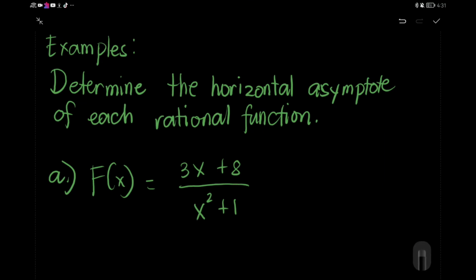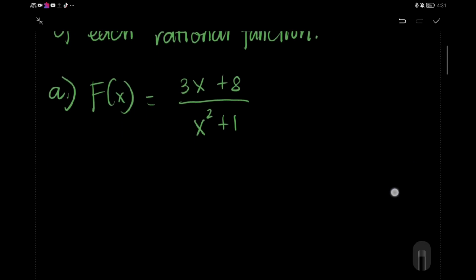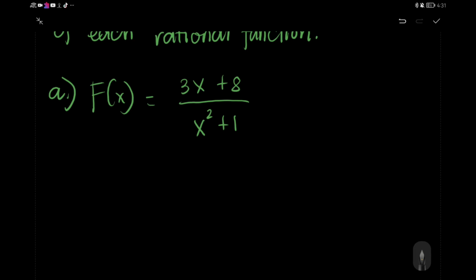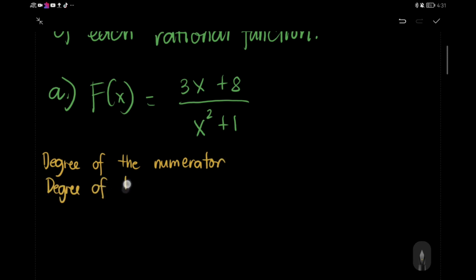Now, let's have an example. Determine the horizontal asymptote of each rational function. We have here, first one, f of x is equal to 3x plus 8 over x squared plus 1. Now, what we need to do is to identify the degree of the numerator and the degree of the denominator. What is the meaning of degree? The degree is the largest exponent that we can see in the numerator and denominator.